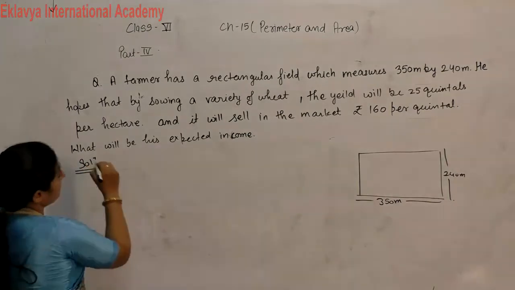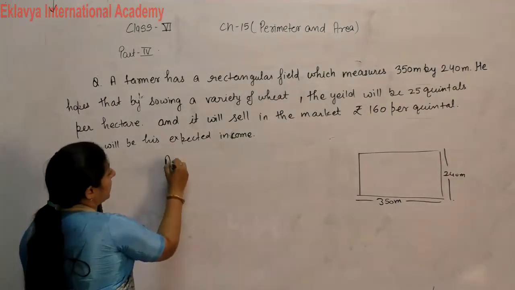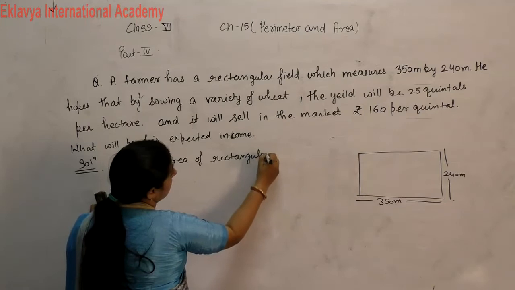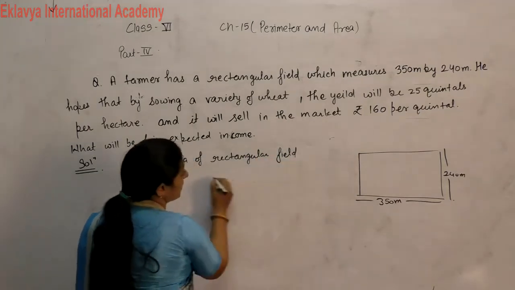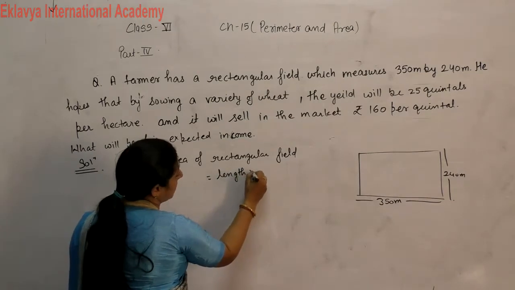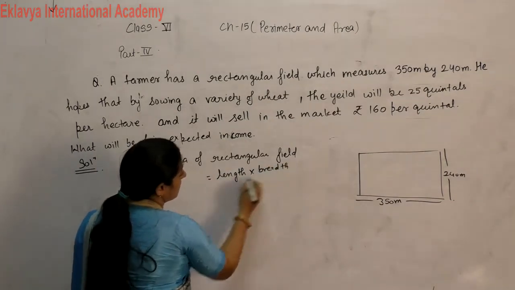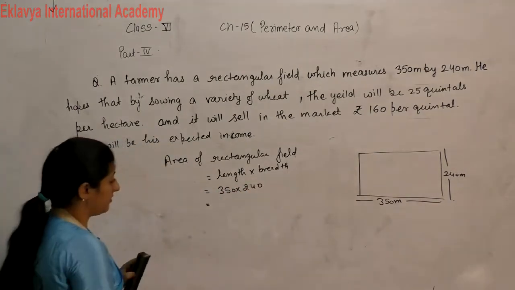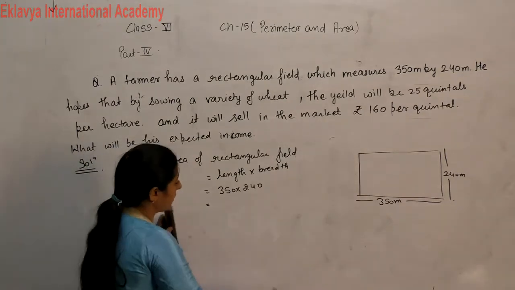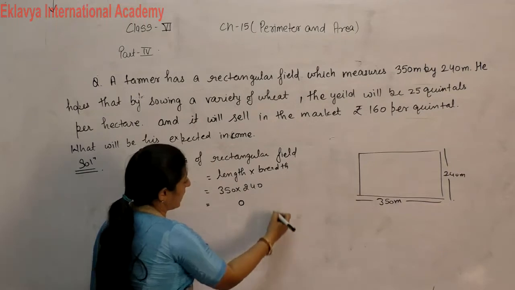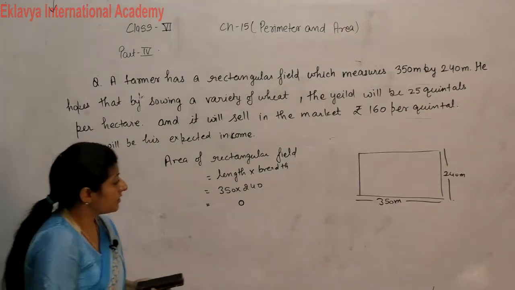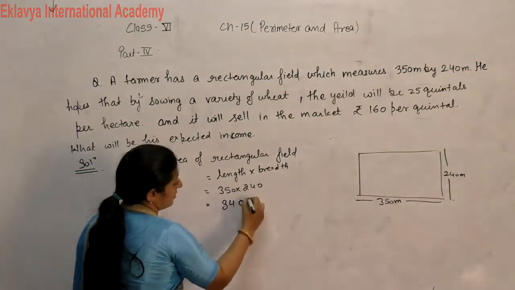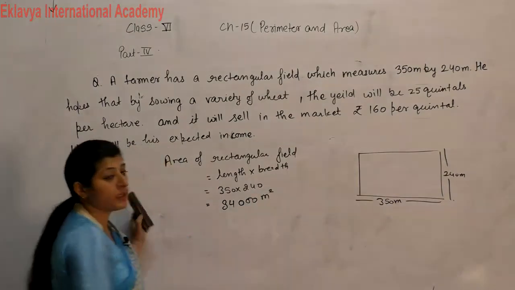Solution. Area of rectangular field is equal to length multiplied by breadth, that is 350 multiplied by 240. 24 5s are 120, 12 carry, 24 3s are 72 plus 12, 84,000 meter square.